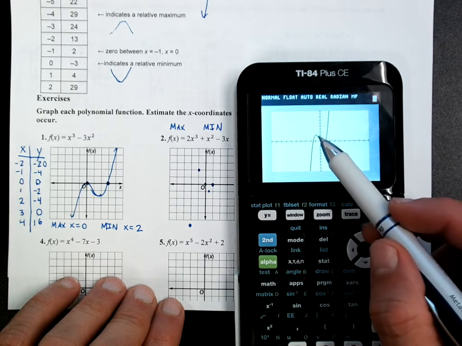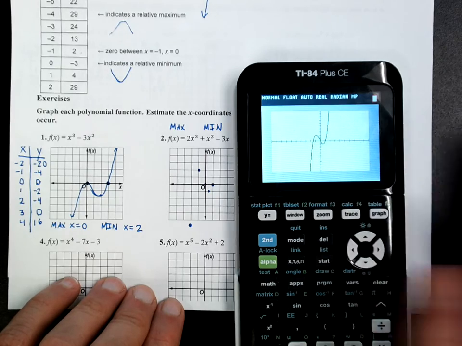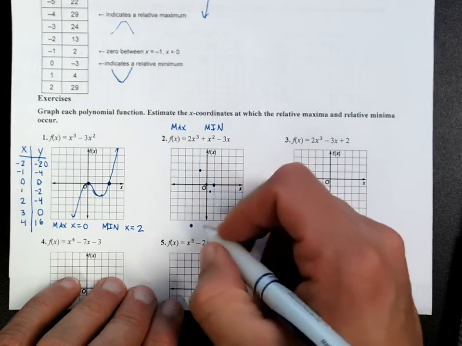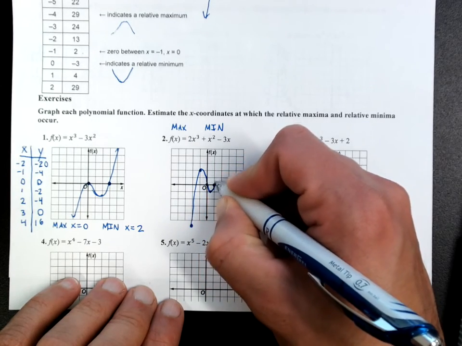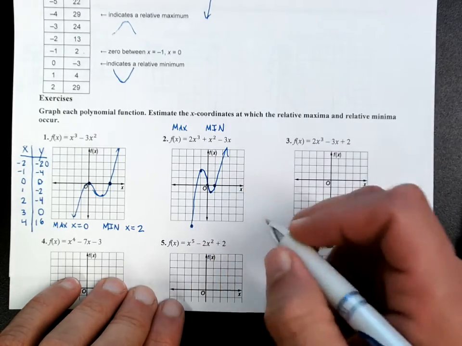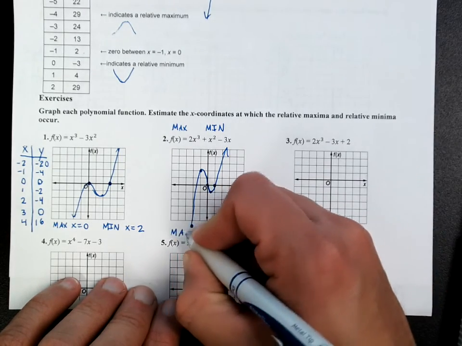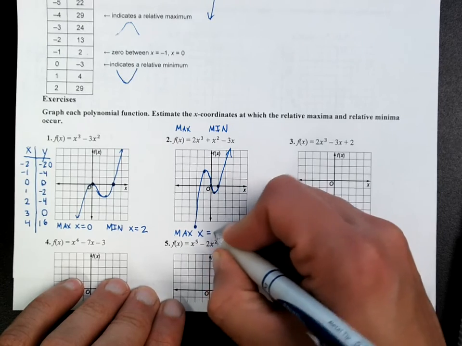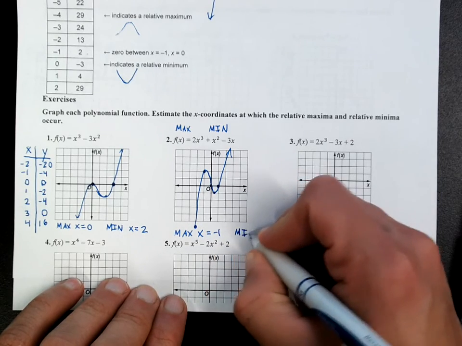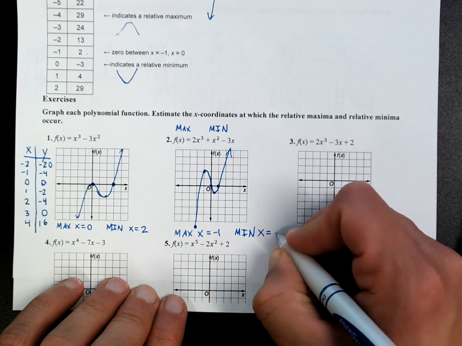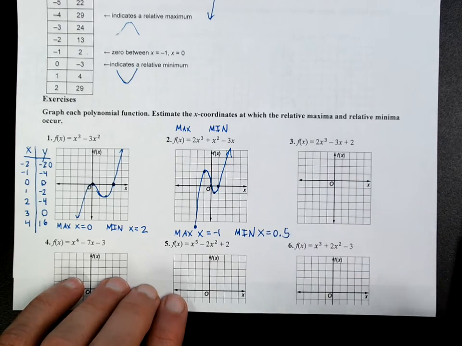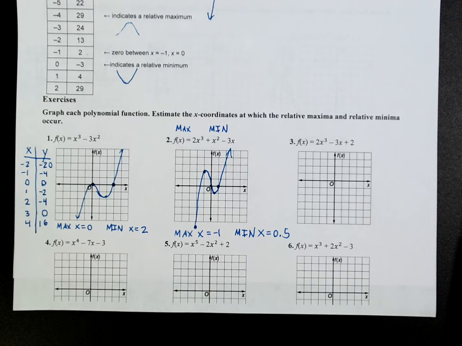I would say the relative max right here would be at around 1. So I'm going to write max, and I guess I did that earlier so I knew what to graph here. My relative max is at x is equal to -1, and my minimum is, I would say, around 0.5. So that's essentially all you're doing with this. This one's not that bad. They're just trying to make you recognize what is a relative max and what is a relative min.